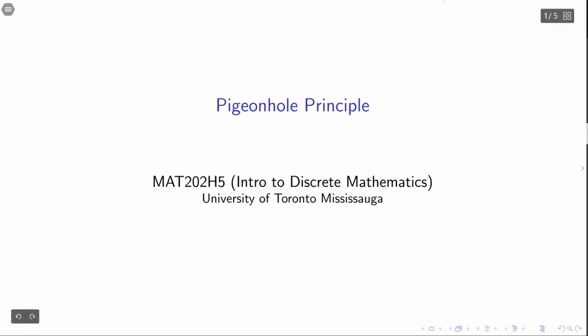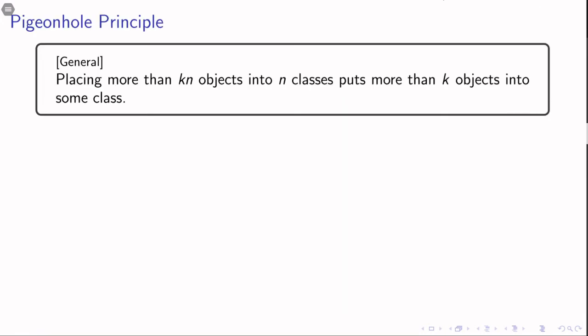Okay, so in this video, we'll talk about the pigeonhole principle and do a couple of examples. The general form of the pigeonhole principle is the following. If you have k times n objects, or more than k times n objects, and you place them into n classes, then it must be true that some class has more than k objects in it. And this is a pretty obvious statement if you think about it, right?